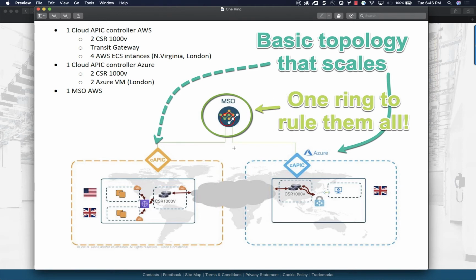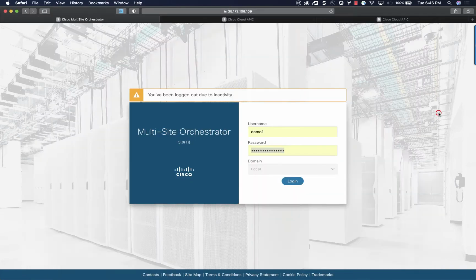Now the reason we're using MSO is that MSO allows you to automate and orchestrate all of the stuff that goes into these two different cloud providers without having to learn the individual tool sets of those cloud providers. You just use MSO and you stand up the infrastructure that you need. So let's go check it out.